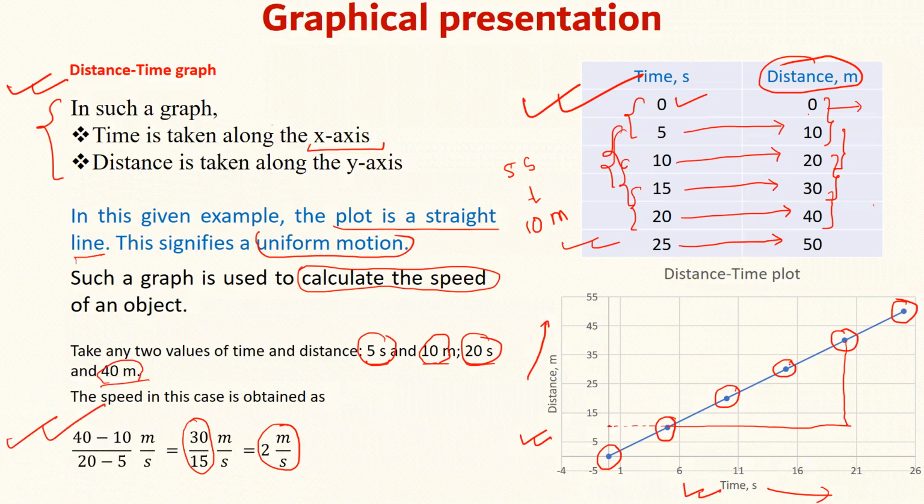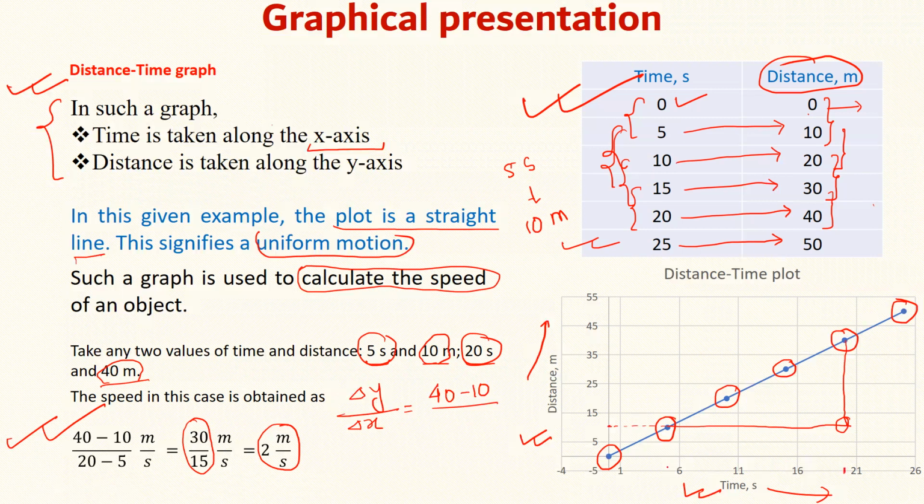Okay, how can we calculate the slope? The change in value of y-axis divided by the change in value of x-axis. So y-axis changes. How much is this? This is 10. How much is this? This is 40 again. 40 minus 10 divided by the change in x-axis value, that is 20 here.